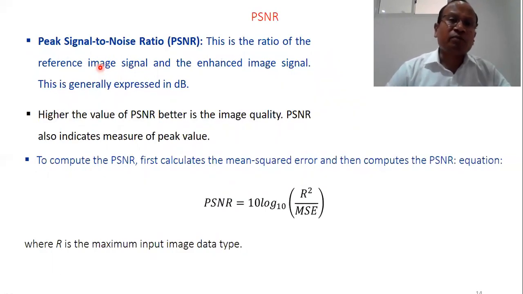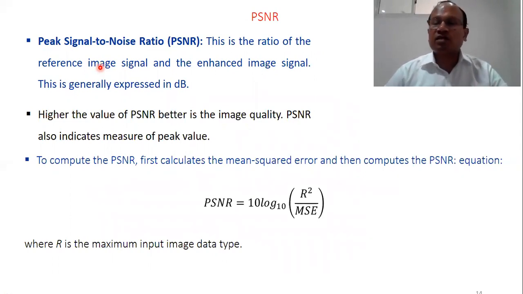Next very important parameter is PSNR, peak signal to noise ratio. This is the ratio of the reference image and the enhanced image. This indicates if the quality of the image is good, PSNR is expected to be high. If PSNR is high, it means the quality of the image is better. Higher the value of PSNR, better the quality.